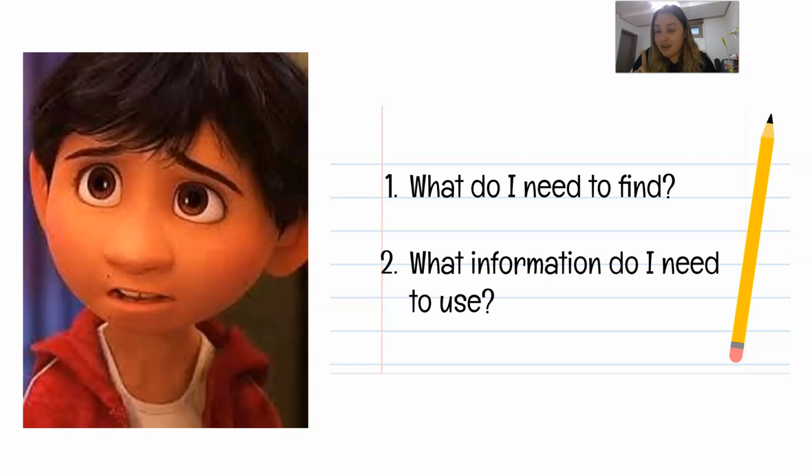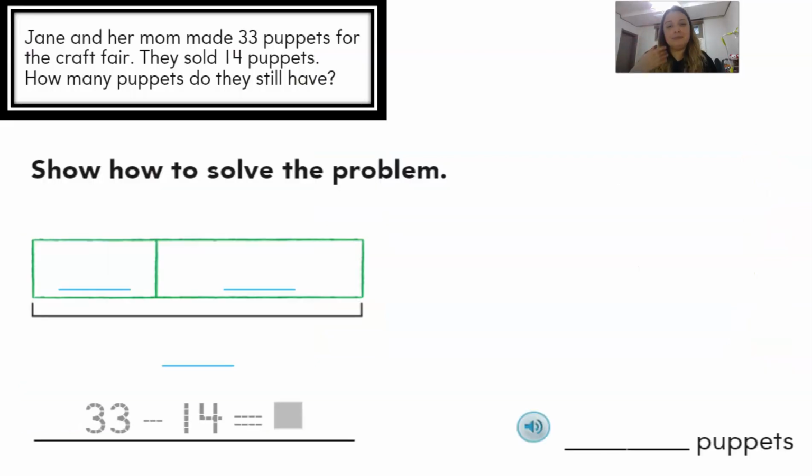So what do you need to find? What is the problem even asking? And what information do you need to use? Sometimes they will give you information that you don't even use. So let's go ahead and find out. Let's read our problem. So what do we need to find? Well, what I need to find is, how many puppets do they still have? That's what I need to find out.